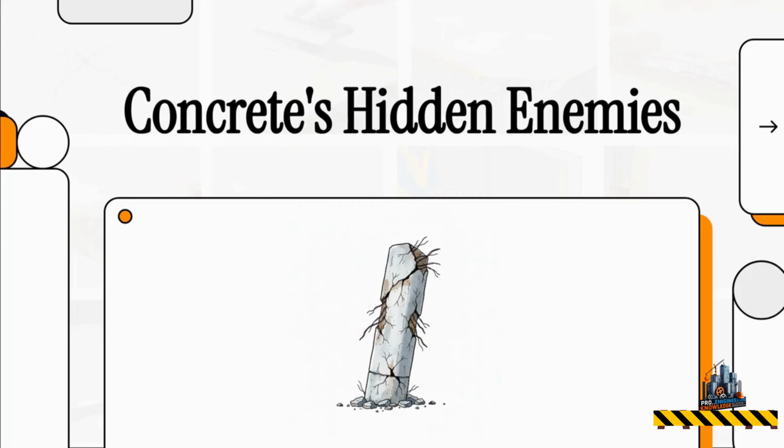We're surrounded by concrete pretty much everywhere we go. But let's be honest, we don't really notice it until something goes wrong. And when it fails, the culprit is often some kind of hidden enemy, a defect that was baked in right from the start. So today, we're going to pull back the curtain and uncover what those hidden enemies are.